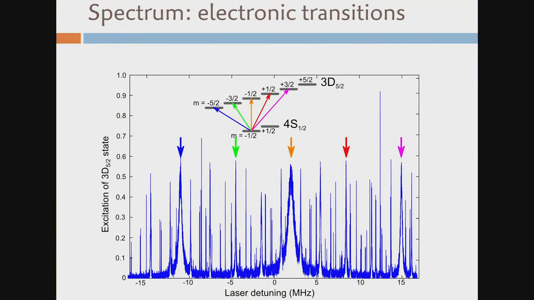Now, you come with your laser, and in order to do manipulations of your qubit you need to find the right frequency. If you shine a laser resonant with the transition frequency of your qubit, then you will excite it to the excited state. Remember that each of these levels, marked here with colors, is a Zeeman multiplet, so you have actually not one, but 10, 12 possible transitions. And these are just the electronic transitions.